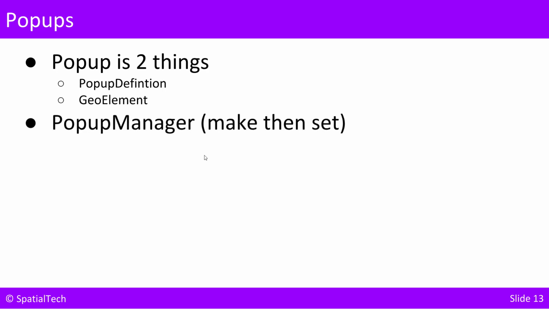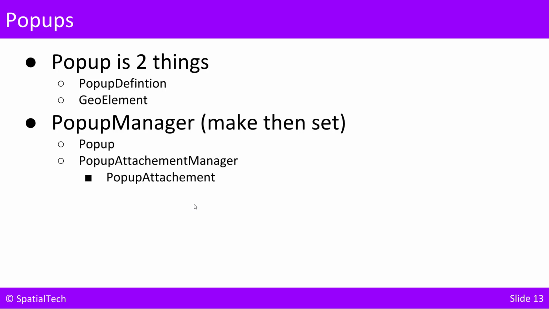Okay. There's also the pop-up manager. We can't make a pop-up manager until we have a pop-up, and we can't make a pop-up until we have a geo element. Just so you know. So a pop-up manager requires a pop-up and a pop-up attachment manager, but that one's optional because maybe your hosted feature layer doesn't have attachments, or maybe your app doesn't want to deal with attachments, so you don't need to have it. And if your pop-up manager is going to have attachments, then you need to create a pop-up attachment manager, and that's going to be based on a pop-up attachment.